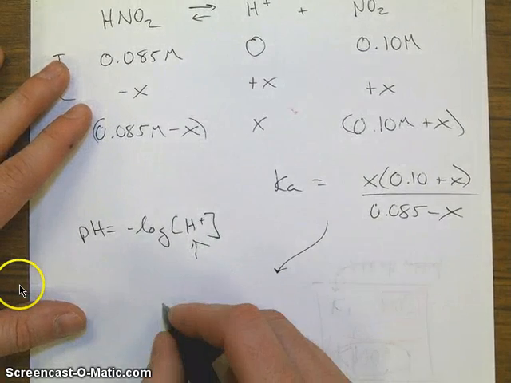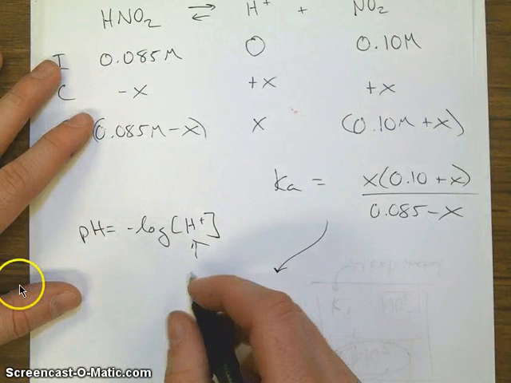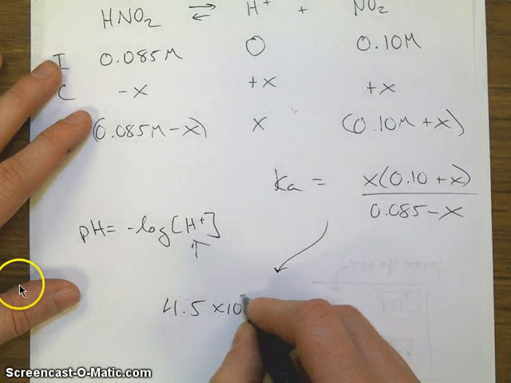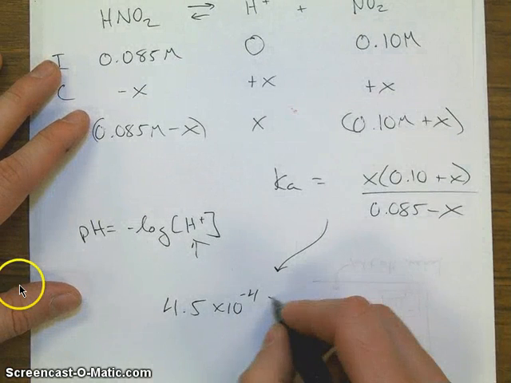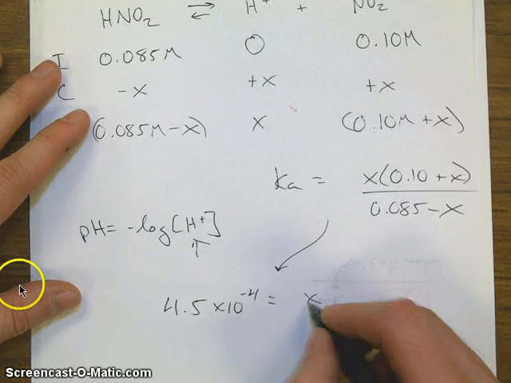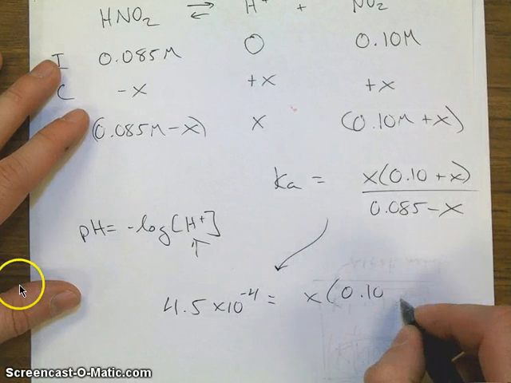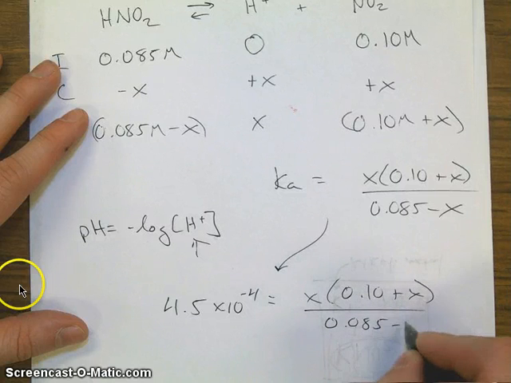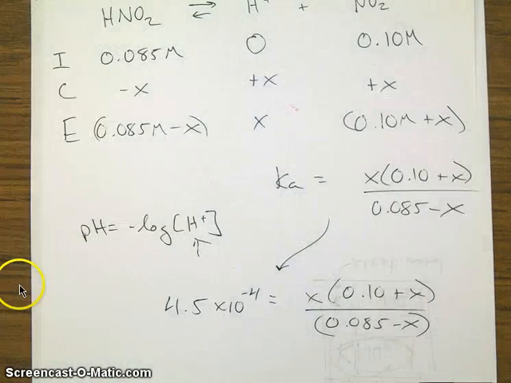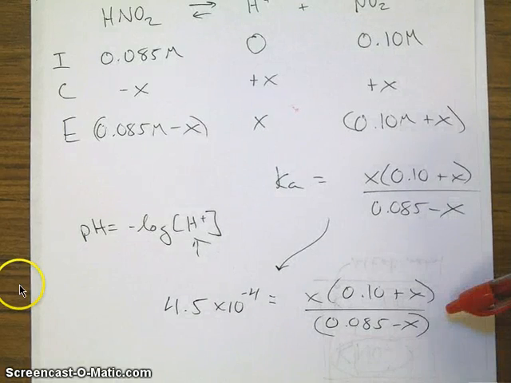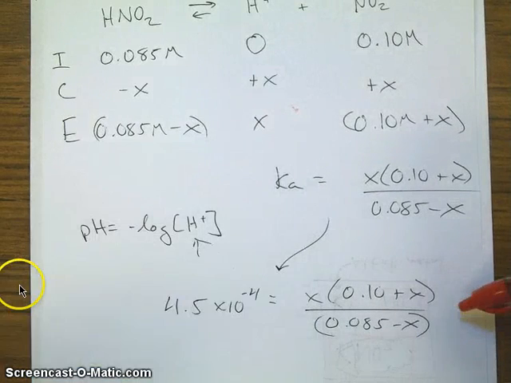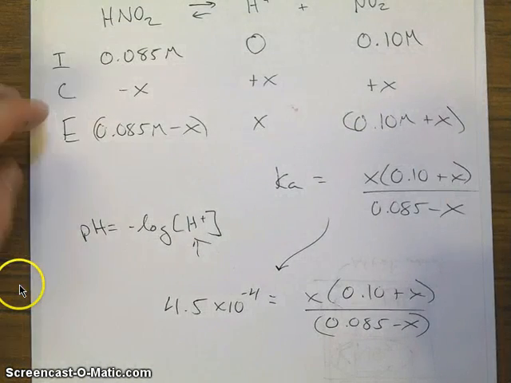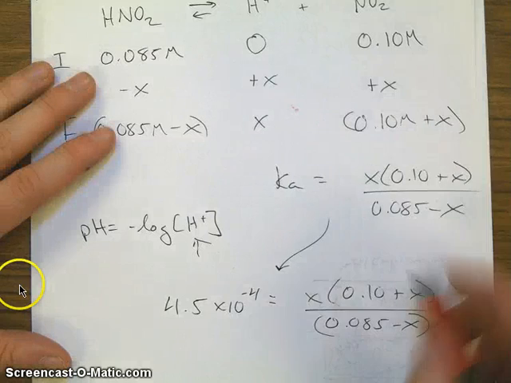I know my Ka in this particular problem, and I'm going to rewrite this whole thing down here. My Ka, it tells me in the beginning my equilibrium constant is 4.5 times 10 to the negative fourth, and that's equal to this whole thing, which is x times 0.10 plus x over 0.085 minus x. Okay, now we have to solve for x to figure out the hydrogen ion concentration, which will tell us our pH. Now, let's think about how we can avoid a quadratic and make our life a little bit easier.